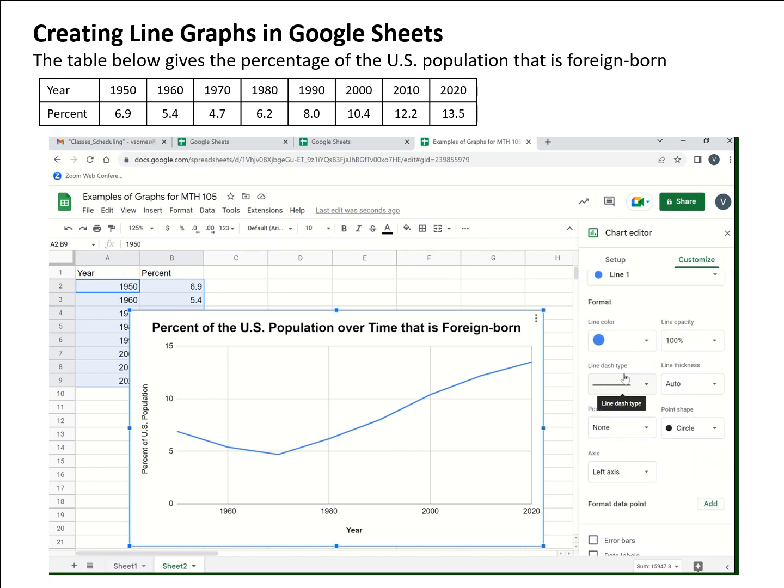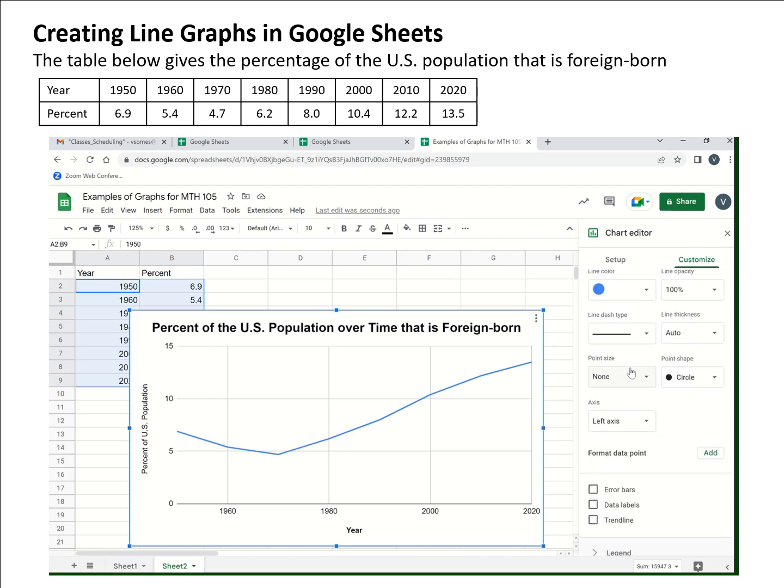We can choose whether it's dashed or a solid line. We can then choose point size, and we can choose a circle, but that point size right now says none. That's because we're not showing points where our data is. We could choose to show those points as a different size. I'm going to choose 7 point. And now we see the points. And that's really important on these types of graphs because now you're showing the person where the actual data collected was. The line is just showing you the trend. It's not part of the data itself.